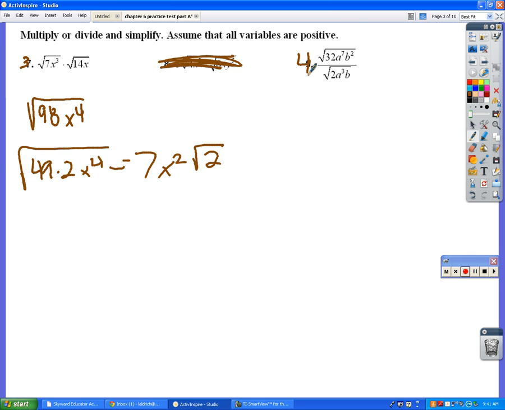Okay, then this one was your number 4. So again, I don't know the square root of 32, and I don't know the square root of 2, so I'm going to simplify these first. 32 divided by 2 is 16.